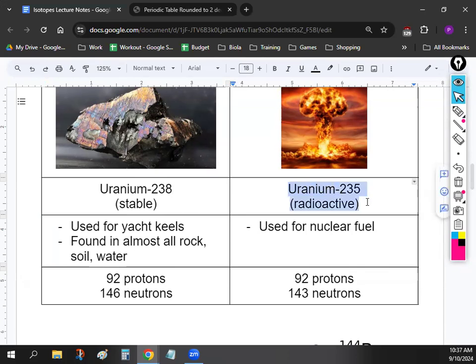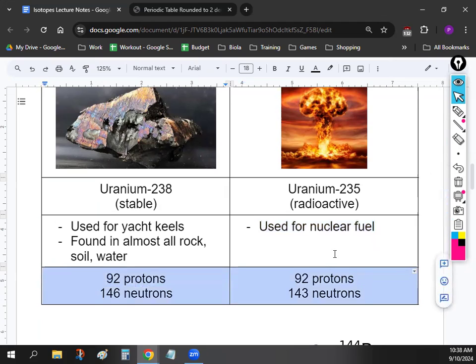Now the other isotope, however, is uranium-235, and this is radioactive. This is what we use for nuclear fuel. So if you watched Oppenheimer about how they made the first atomic bomb, this is what they were trying to enrich. They were trying to get a bunch of uranium-235, and again, it's used for nuclear fuel. It's radioactive. It will kill you if there's a good amount. If there's a small amount, it'll probably just give you radiation poisoning, maybe some cancer later, but not very safe, right? So it's crazy because they're both uranium. They're the same element, but they're completely different because of the neutrons.